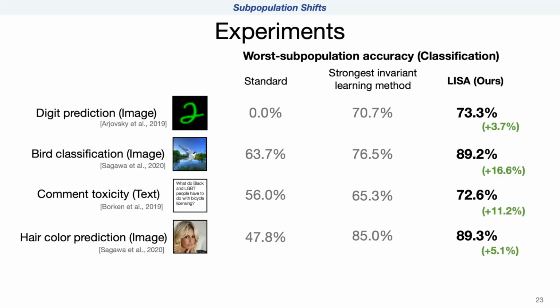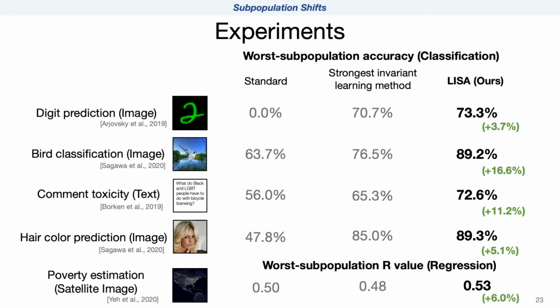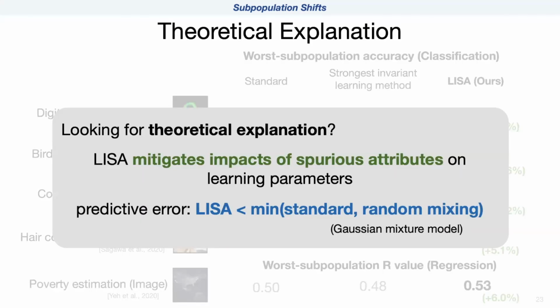And we can observe that LISA can achieve very good performance compared with the strongest invariant learning methods, with more than 5% average improvement. We also apply it on the regression problem of poverty estimation, and we can also observe that LISA achieves better performance compared with the standard approach. Apart from these empirical results, we also provide some theoretical explanations to understand what happens behind LISA and why LISA can perform better.